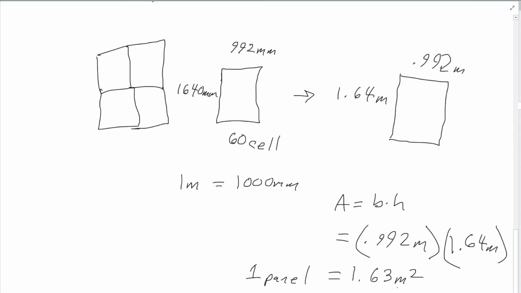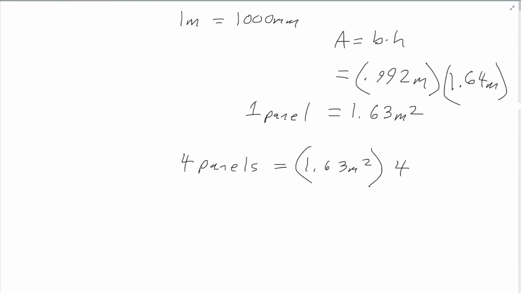And now I know the area for a single panel. I could find the total area covered by the total system because I know I have 4 panels, right? 1, 2, 3, 4. So the area for 4 panels is going to be equal to the area for one panel, 1.63 meters squared, multiplied by 4 for 4 panels. And remember, this is for one panel area.